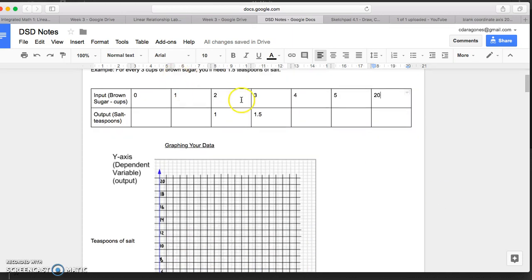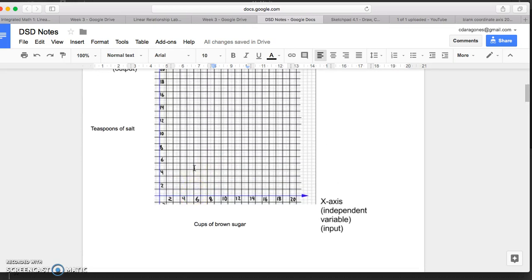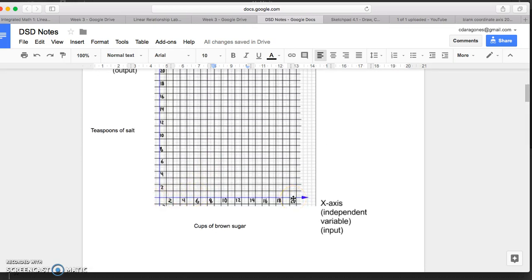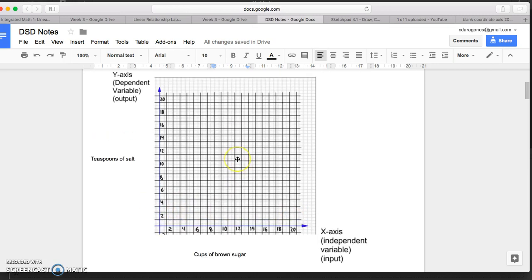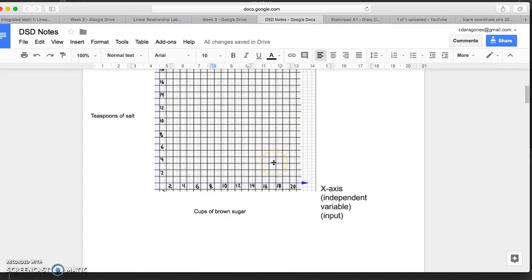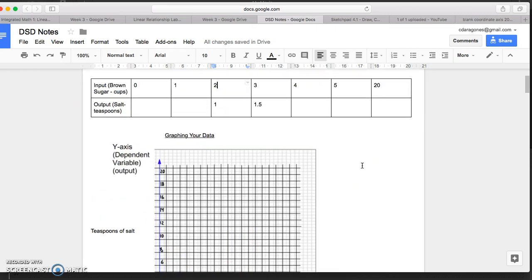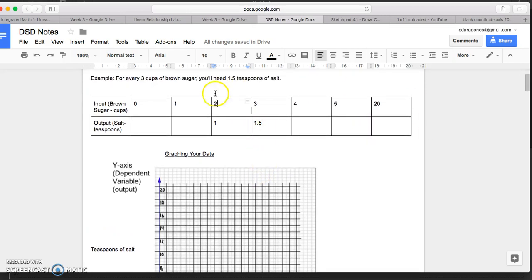Or if we're only looking at 2 cups, it would be kind of pointless to go all the way to 20 cups if we're just looking at 2 cups, right? So depending on your quantities, how much of the thing you're looking at, you want to scale your graph appropriately. So now that you have your graph, it is scaled correctly and it is labeled accurately, now you can start graphing your data.